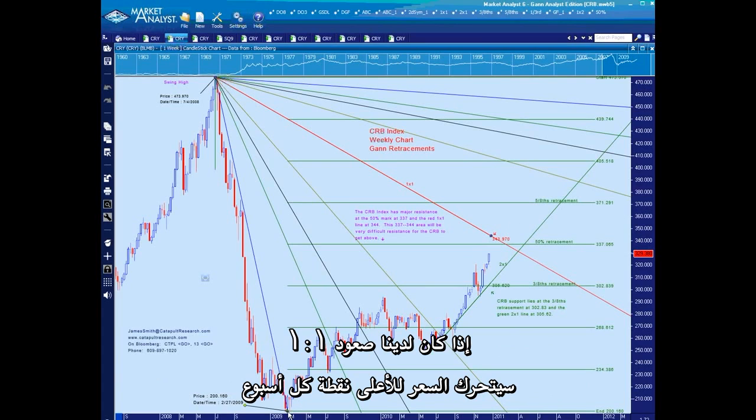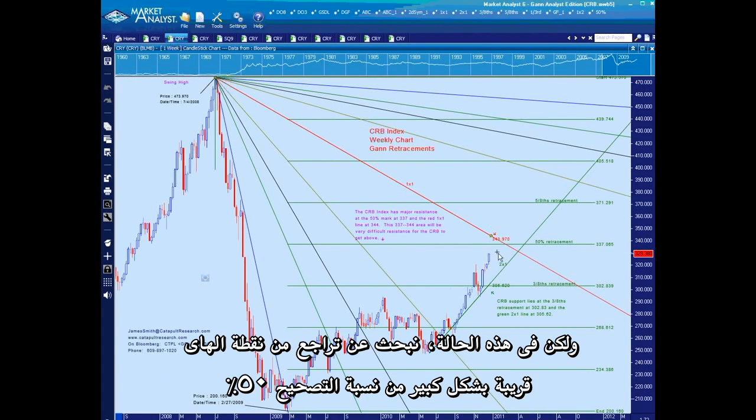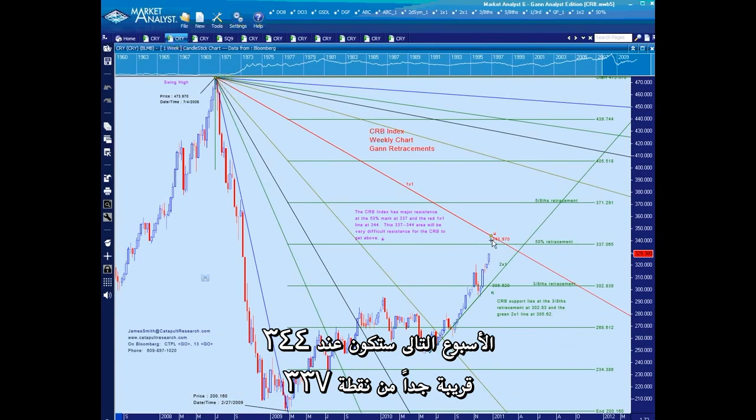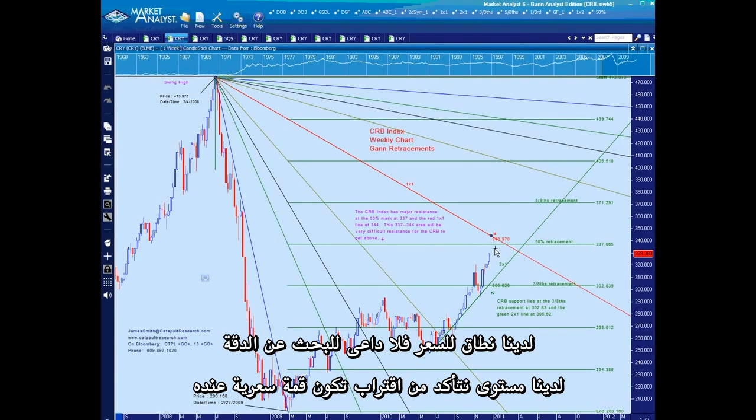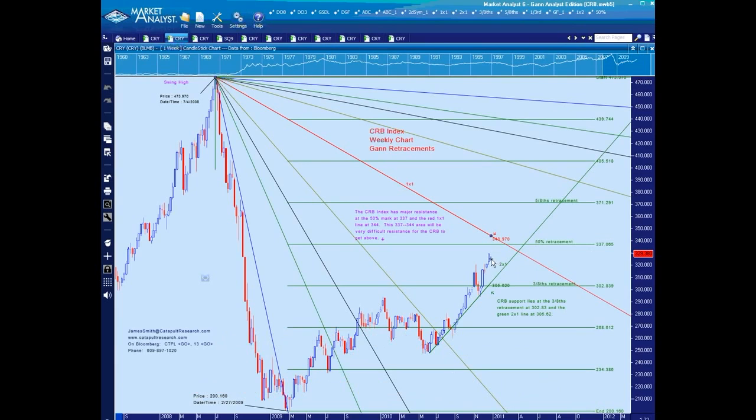If I were drawing a 1/1 up, you'd move up 1 point per week. But in this case, we're looking at this 1/1 drawn down from high. Interestingly enough, it's very close to the 50% mark. Next week, it'll be at 344, which is very close to 337. So we have a range. We don't have to be precise, but we have a range that we believe will be a probable high for this market. You're looking at 337 to 344, somewhere in there. Maybe next week you'll hit it.